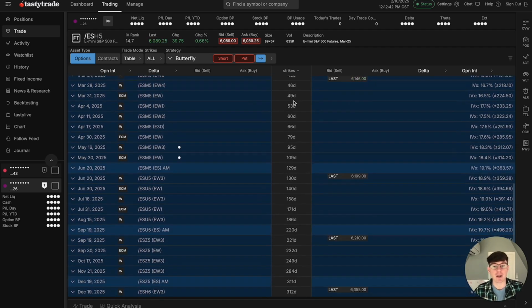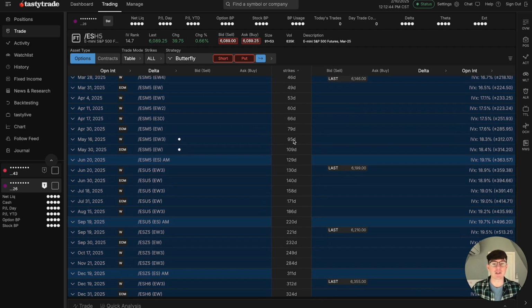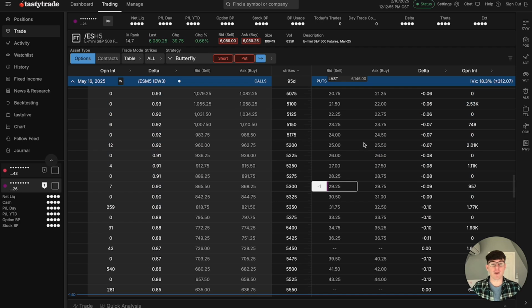If I scroll down, you can see here there's a 95D. So this is 95 days. You can see I do have some positions here already because I like doing that, but 95D is closest to 90 days. So I'm going to click on this. Now on the right side, the middle column is going to be my put contracts. So this is where I do it.